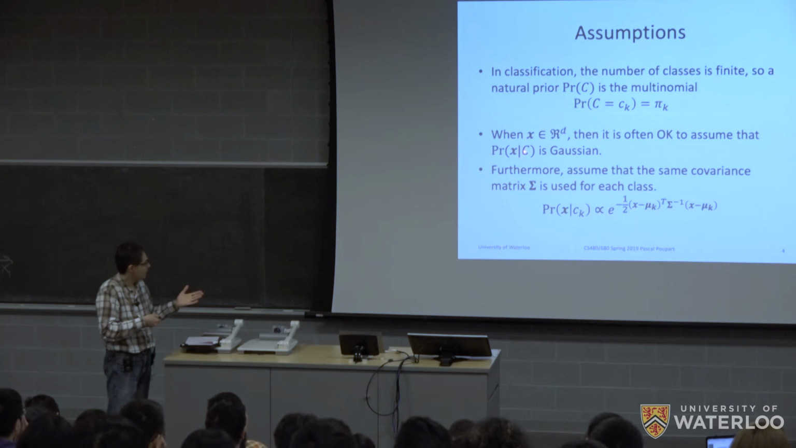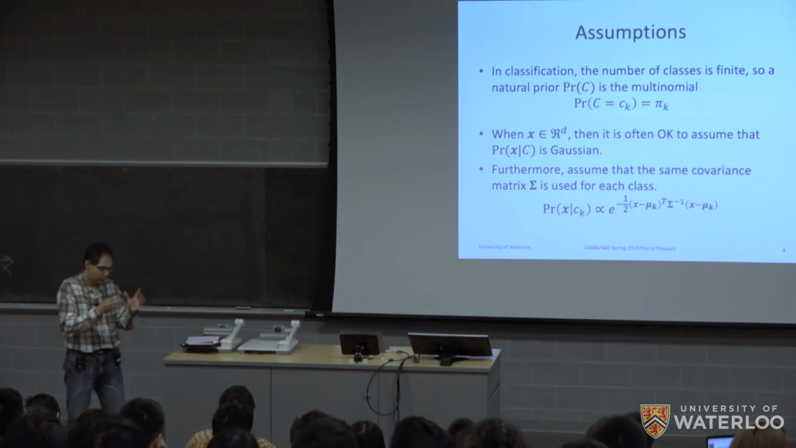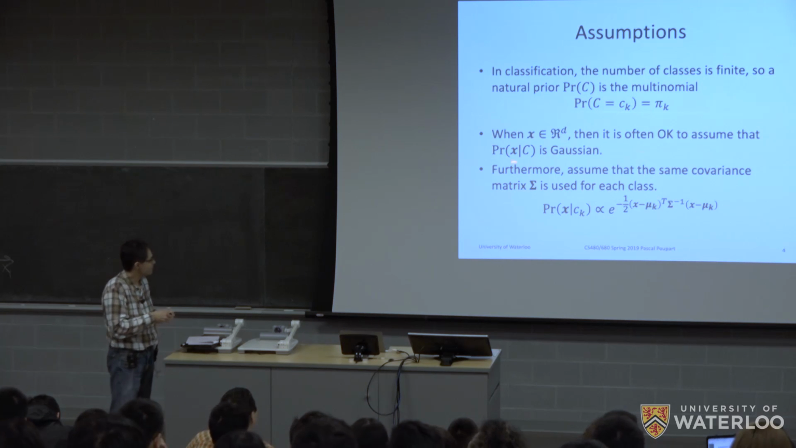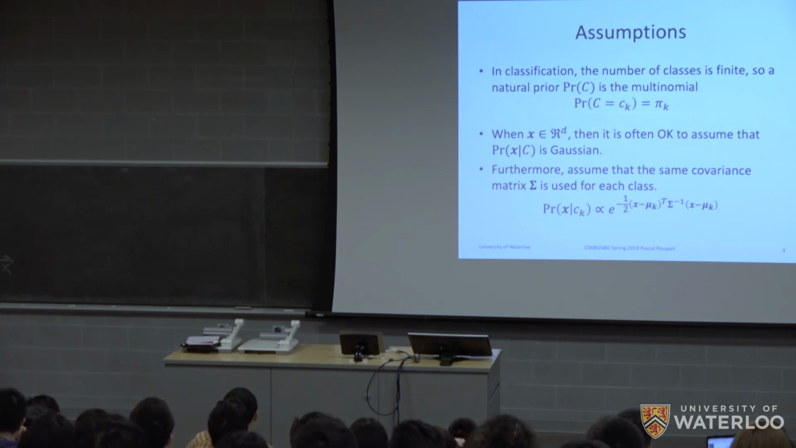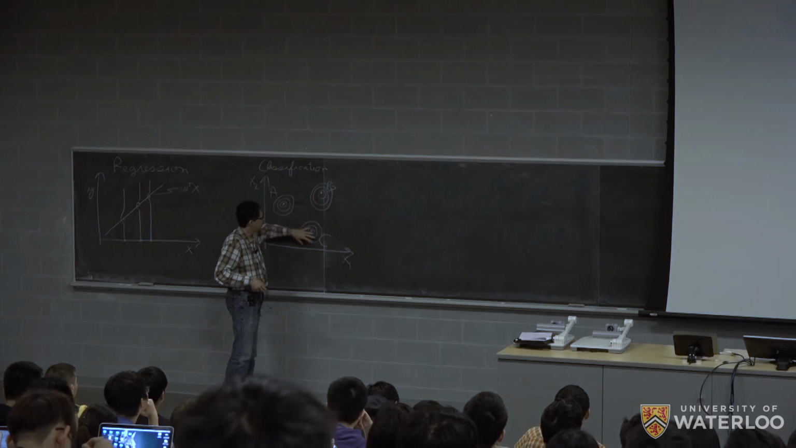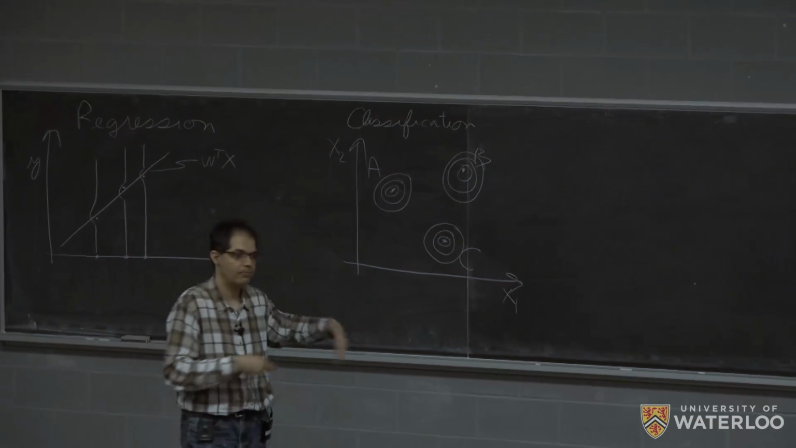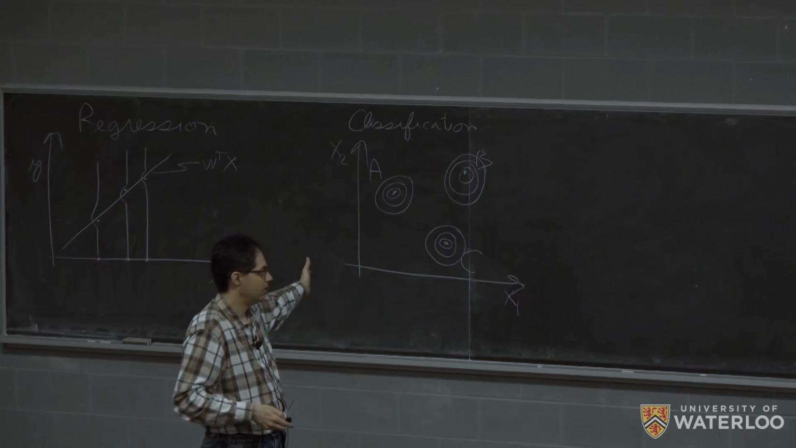Okay, so I've got my class. Given a class, what's the probability of the data being in some region or being in some location? Perhaps we can model this with a Gaussian. And that's essentially what I drew on the board here. So these Gaussian distributions are examples of class conditional distributions that are modeled by Gaussians.